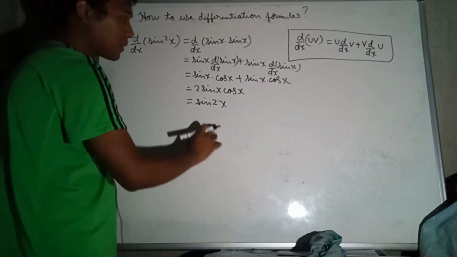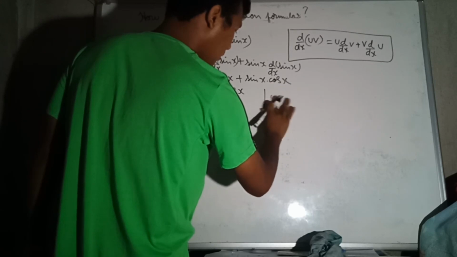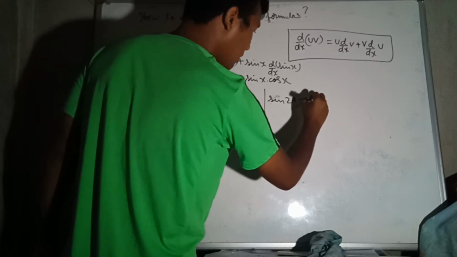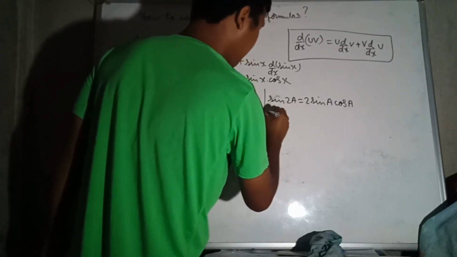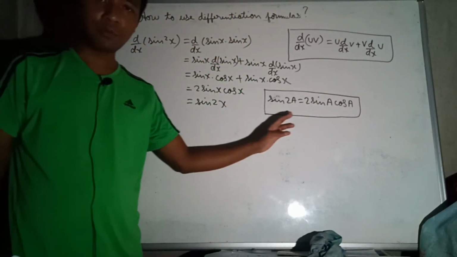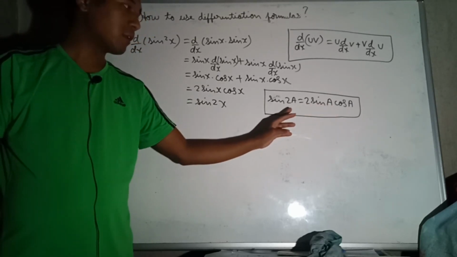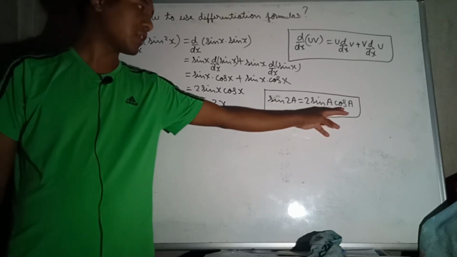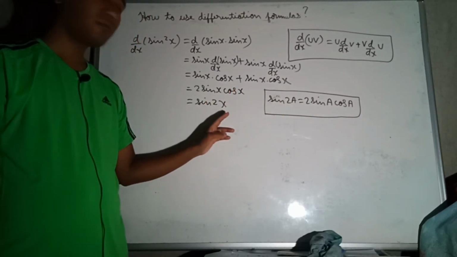This is the formula: sin 2a is equal to 2 sin a cos a. This formula is taught in the trigonometry chapter, in class 11 trigonometry, sin 2a is equal to 2 sin a cos a. So 2 sin x cos x becomes sin 2x.